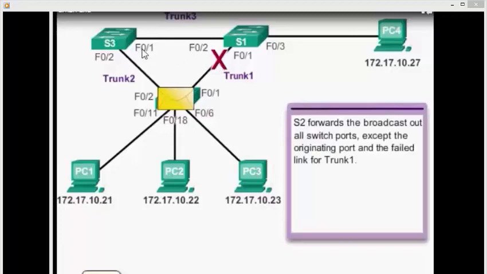Now S3, once it receives the frame, forwards the broadcast out all available ports except the originating port. It receives here and it is going to forward out this way, because it cannot forward out the other way; this is the originating port. And now S1 forwards the broadcast only out Fast Ethernet 0/3. It cannot forward the other way because that is a blocked port. Now let's play the video.